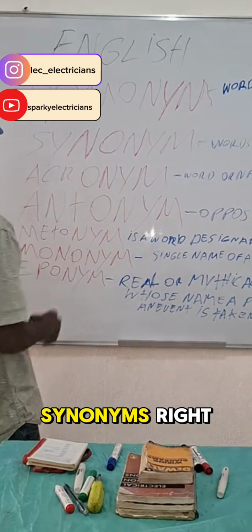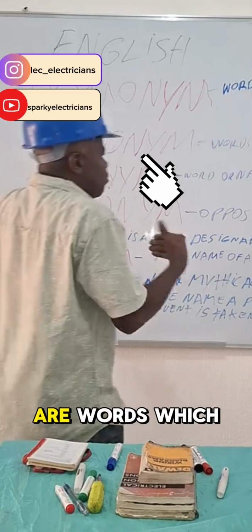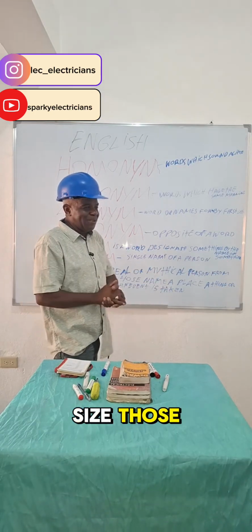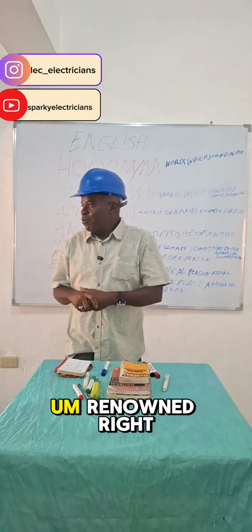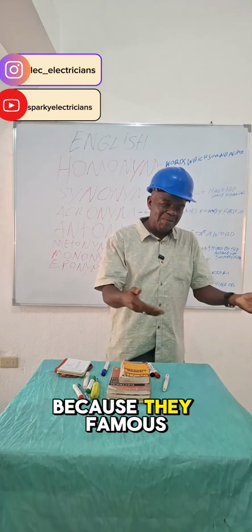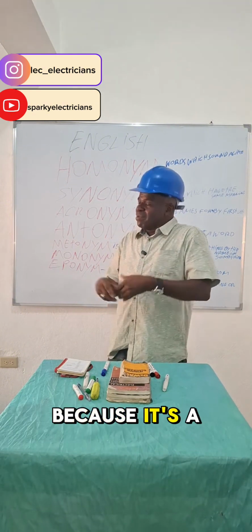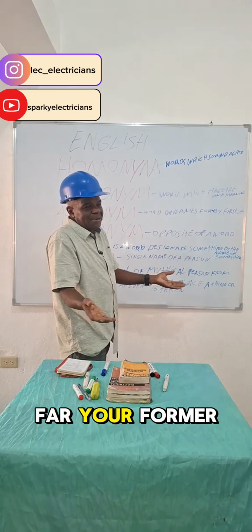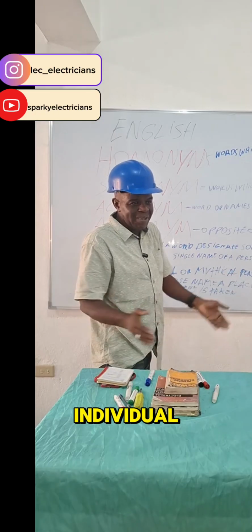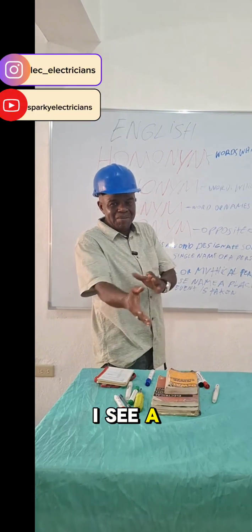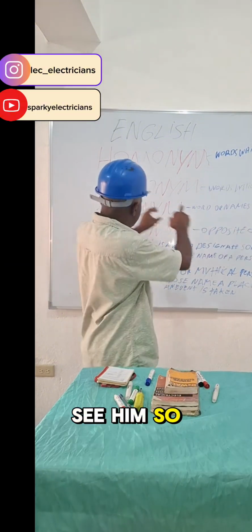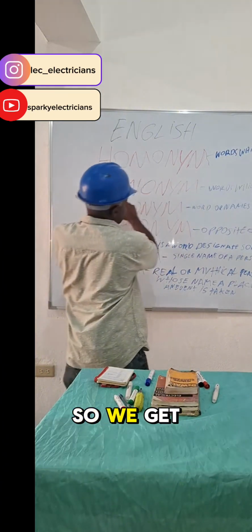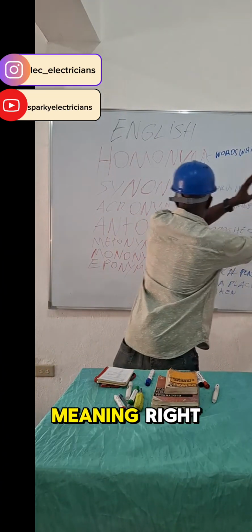So synonyms, right? And synonyms are words which have the same meaning. Take for instance a synonym for renowned. You could say famous, right? You can say popular, right? So those are synonyms, so you can say a renowned individual, a famous person, right? So synonym actually means the same. The prefix syn, and name. So we get to a synonym, the word which has the same meaning, right?